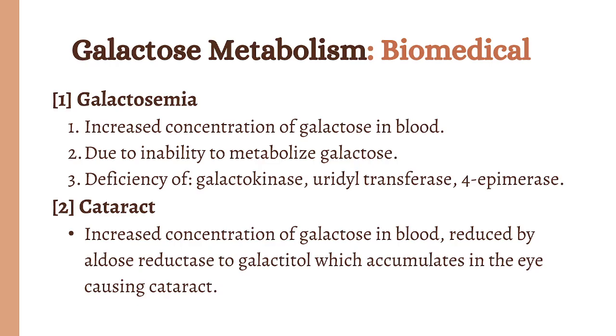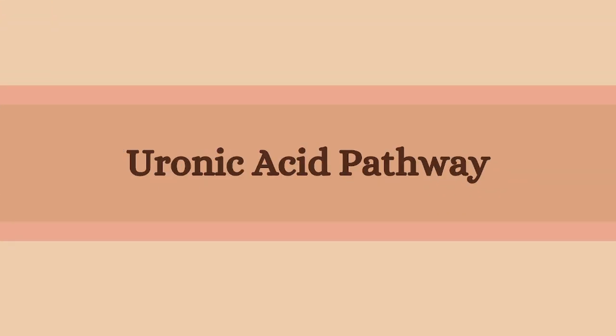We have two relevant disorders of galactose metabolism, which are galactosemia and cataract. Galactosemia is related to increased concentration of galactose in the blood due to inability to metabolize galactose and deficiency of galactokinase, uridyl transferase, and 4-epimerase, the three enzymes we have just mentioned in relation to galactose metabolism. Cataract results similarly from what we call a galactitol pathway, which is similar to the sorbitol pathway, leading to osmotic damage to the cells of the eye, particularly of the cornea.